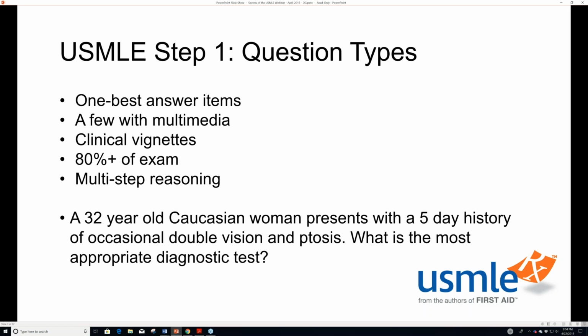So, for example, here's an example of a simple 2-step question. You have a 32-year-old Caucasian woman who presents with a 5-day history of occasional double vision and bilateral ptosis. That's the stem, that's the case, and then it asks you what is the most appropriate diagnostic test.